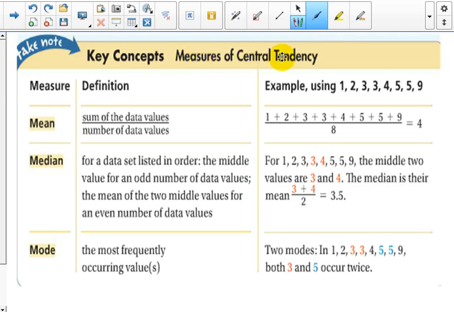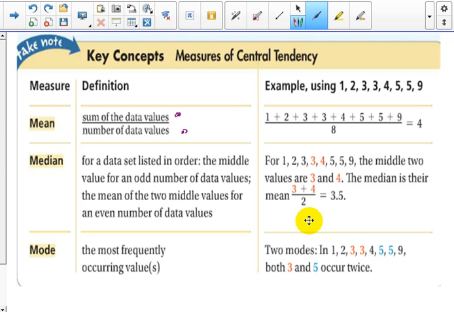Three of the measures of central tendency that we're going to work with in this lesson are mean, median, and mode. So the mean is just the average. You've seen that. You've done it since you were in elementary school. You've taken an average of things. You're going to take the number of elements and their values and divide it by the number of elements. So it's the sum of the data values over the number of data values.